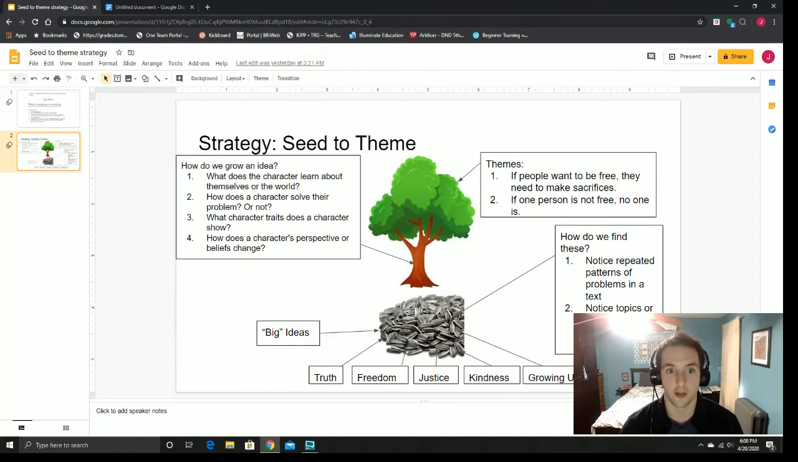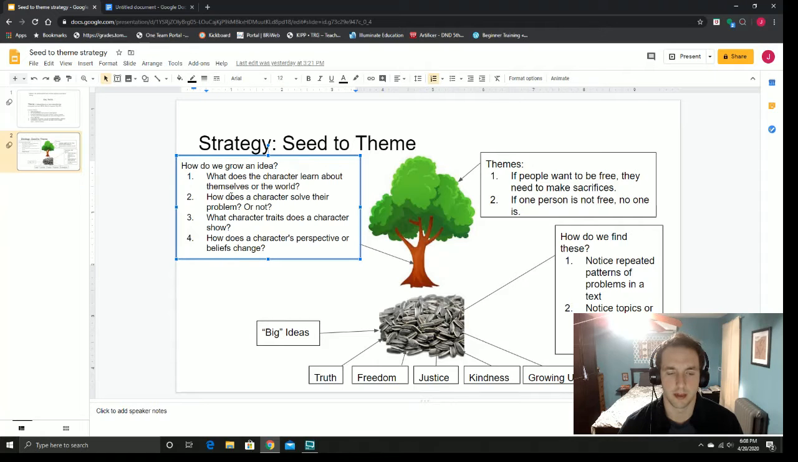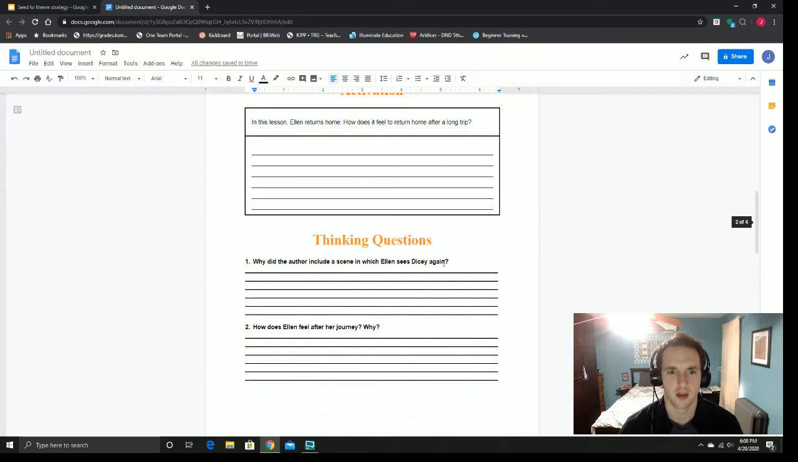And again, our thinking questions are actually going to be connected to these kind of questions here that are going to help us find the big ideas, the small seeds that we can then grow into a full theme. Let's do it. All right.